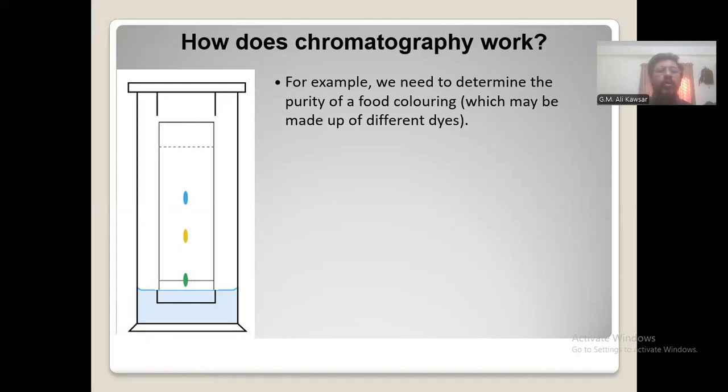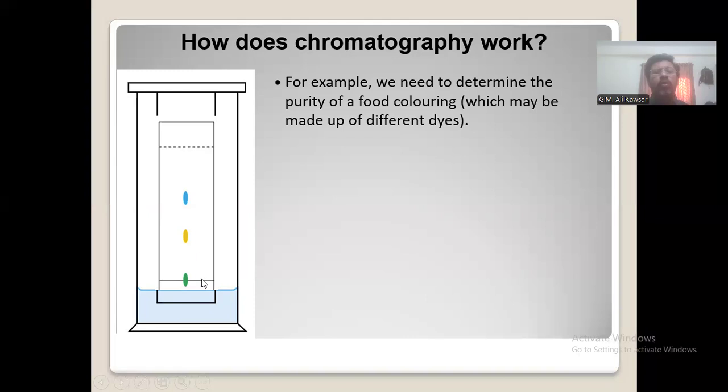You can see that whenever we arrange everything this way, according to the figure, the solvent will start climbing up on the paper. And you can see the dotted line. It shows that the solvent will climb up to this length, up to this dotted line.